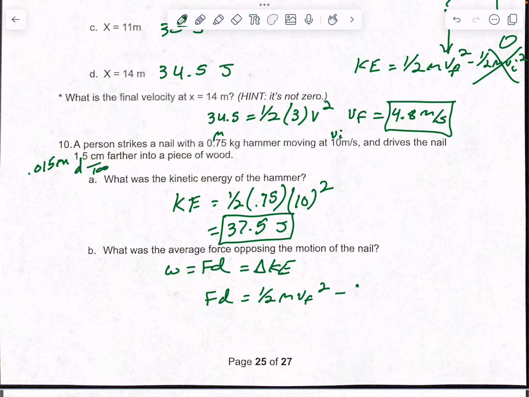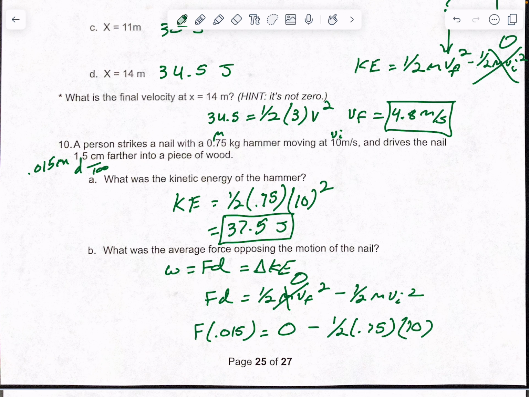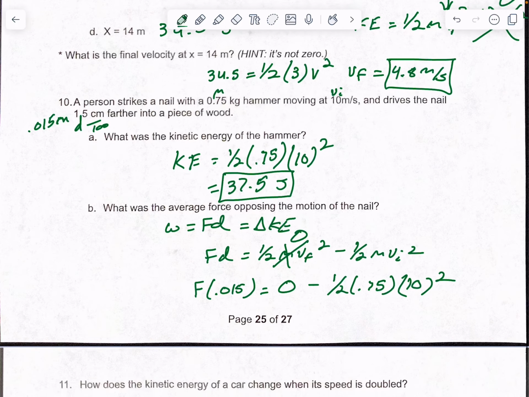mv final squared minus 1/2 mv initial squared. If you're coming to a stop, that means this whole final kinetic energy goes to 0. What force? We're looking for force. Your distance is 0.015. Your final kinetic energy is 0, so it's 0 minus 1/2 your mass, which is 0.75, and your VI is 10 squared. All you're doing is solving for F here, and it's okay to get a negative force because it's opposing your motion. You should get a stopping force of negative 2,500 newtons.